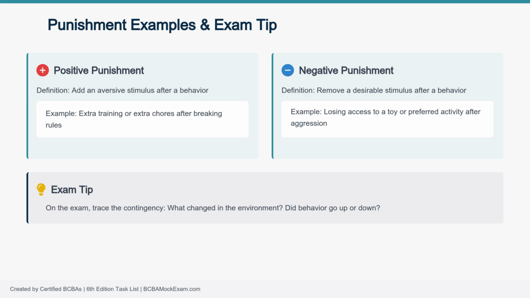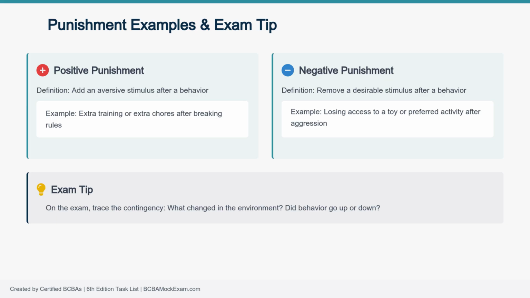Extra training laps after breaking practice rules is a classic positive punishment example. An additional, effortful activity is added, and if the design is working, rule breaking decreases over time. Losing access to a favorite toy after aggression is a classic negative punishment example. Something desirable is taken away, and aggression drops in future similar situations.